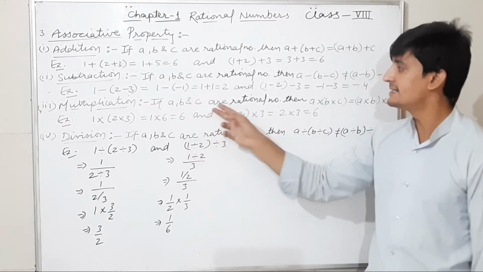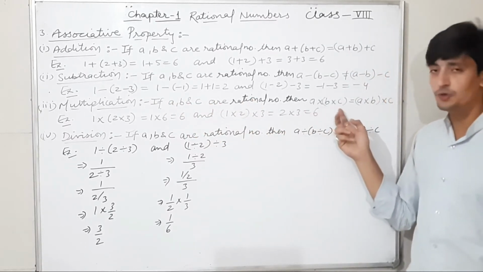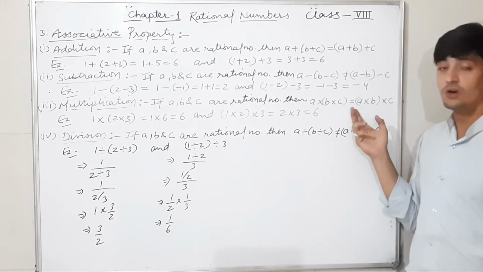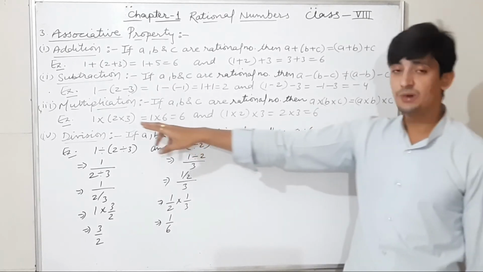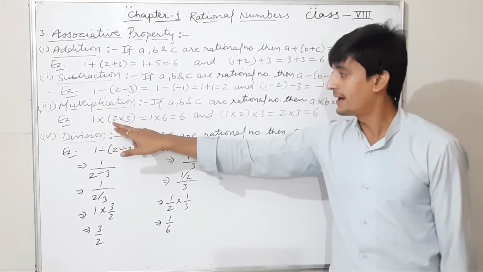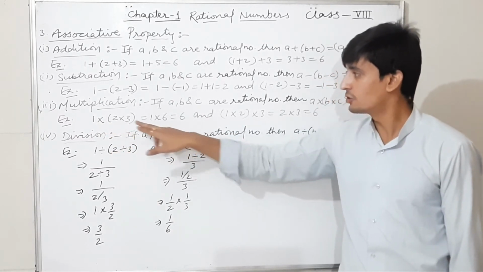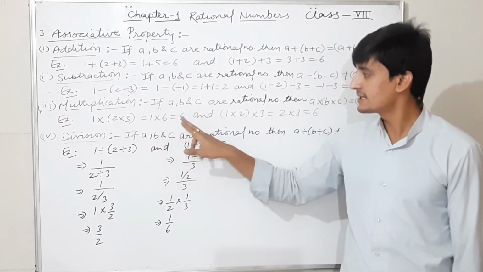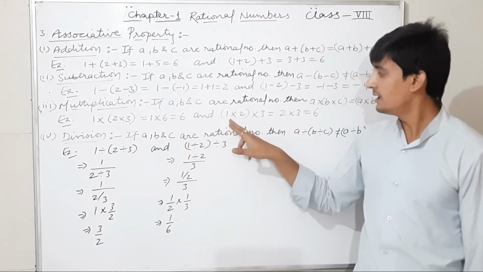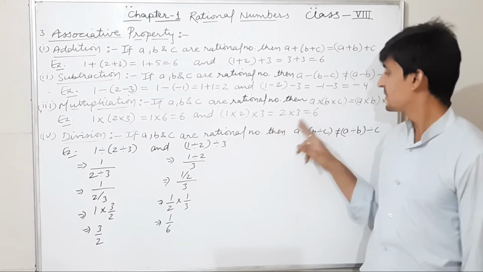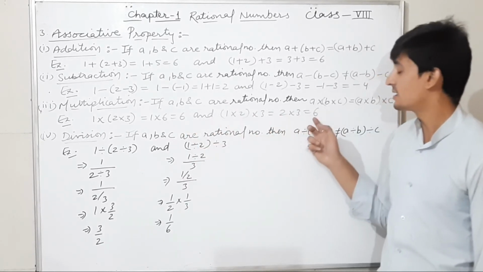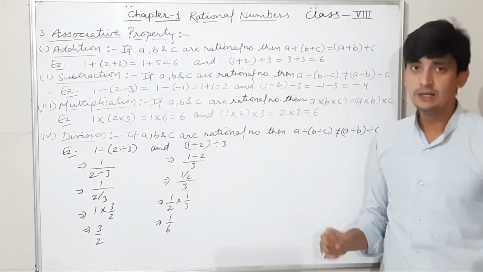Now third we have multiplication. If a, b and c are rational numbers, then a into bracket b into c will always equal bracket a into b bracket close into c. For example, 1 into bracket 2 into 3. So 2 threes are 6. 1 into 6, what do I get? 6. And 1 into 2, what do I get? 2. 2 threes are 6. So we have 6 equals 6.